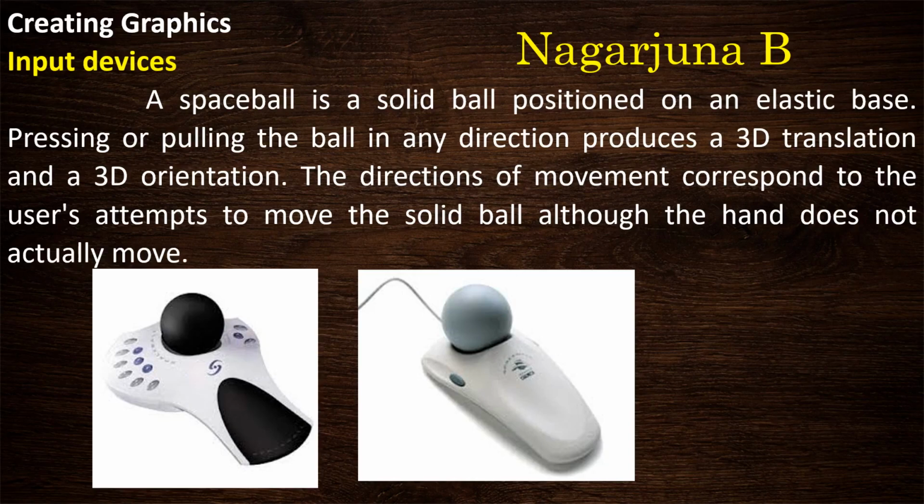So the direction of the movement corresponds to the user's attempts to move the solid ball, although the hand does not actually move. It means the way you move the ball, in the same way the direction of the movement will correspond on the screen. The hand will not be moving the way the ball has been moved, but how the ball is rotated or moved or pulled, in the same way the direction will also be reflected on the screen. It is a space ball, which is an input device used for creating graphics.